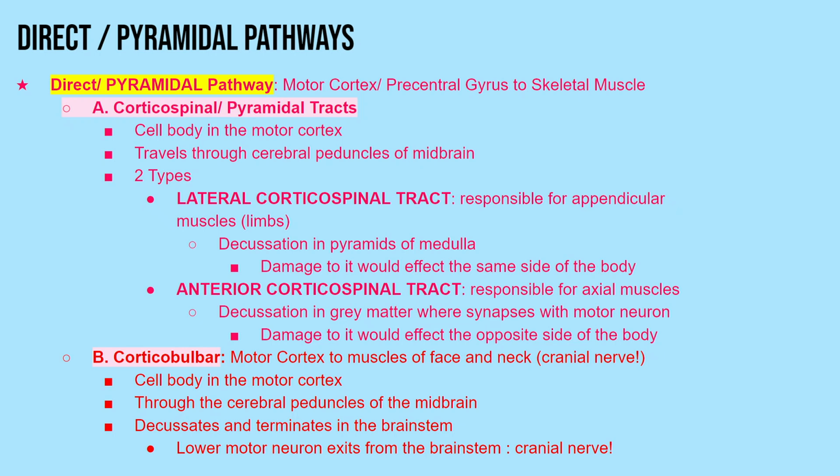As you can remember from last time, we talked a lot about what muscles and what side of the body damage to a certain tract affects. So that's going to come into play here. I have another slide that summarizes where crossing over occurs, but it's good to note that the lateral tract crosses over in the medulla, whereas the anterior tract crosses over in the gray matter of the spinal cord. And the anterior one is responsible for axial muscles, which are muscles in the center of your body.